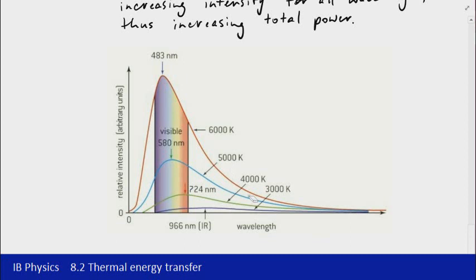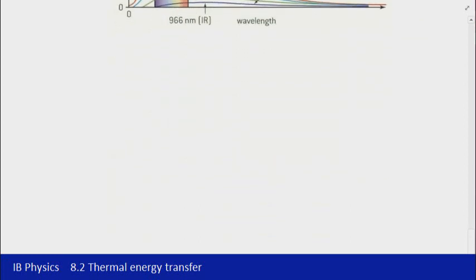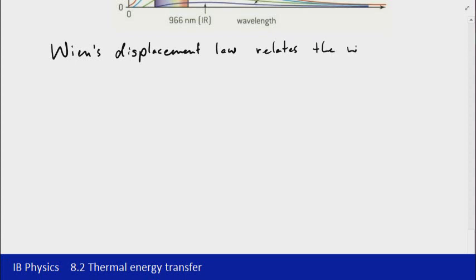Now there are a couple of equations that we need to refer to here. The first equation that we need to deal with in terms of black body radiation is known as Wien's displacement law. This is actually a fairly complex mathematical model, but we only need to deal with one particular aspect of it, which is relating the wavelength of the peak intensity to the temperature.